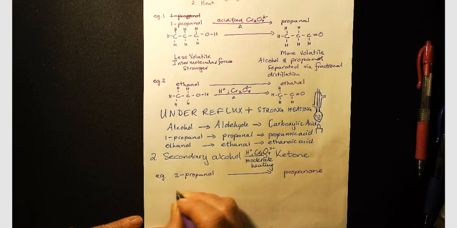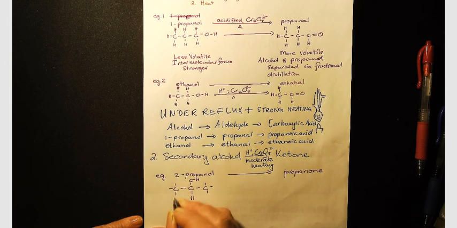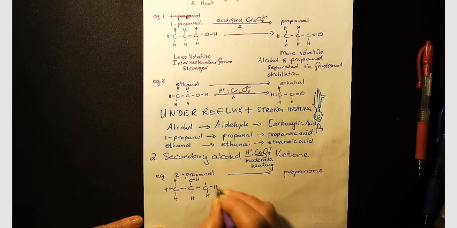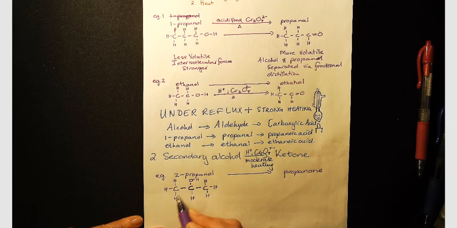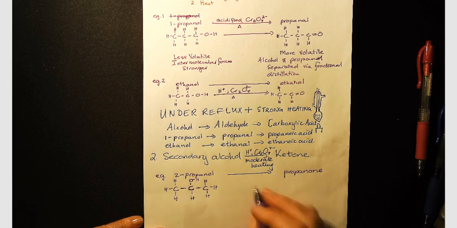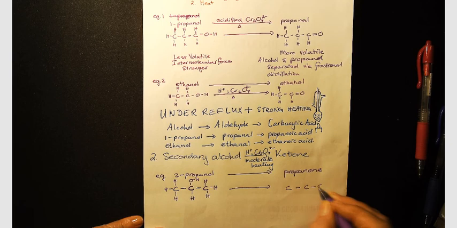So in terms of structural formula, just to indicate the difference, here we have the structural formula for 2-propanol. Just to make sure you understand that this is a secondary alcohol, because this carbon that is joined to the oxygen in the hydroxyl has got 2 other carbons joined to it. That is how you can identify a secondary alcohol, and that will turn into propanone.